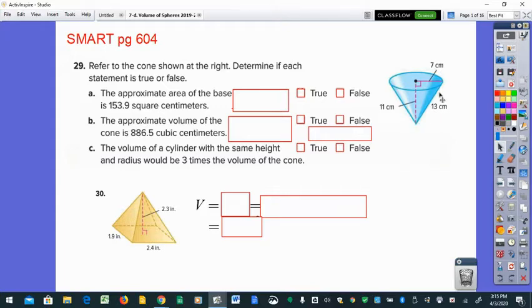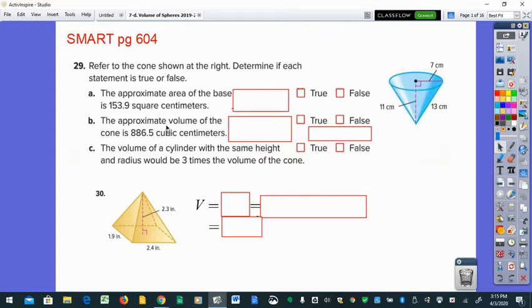You could actually have found that, just to do a blast from the past. You might see a right triangle there, and if you took a squared plus b squared, it would equal c squared. But enough about that. I have a height of 11 centimeters and a radius of 7. The first one is: the approximate area of the base is 153.9 square centimeters. Area, square. Think about that, guys. They're asking for area.